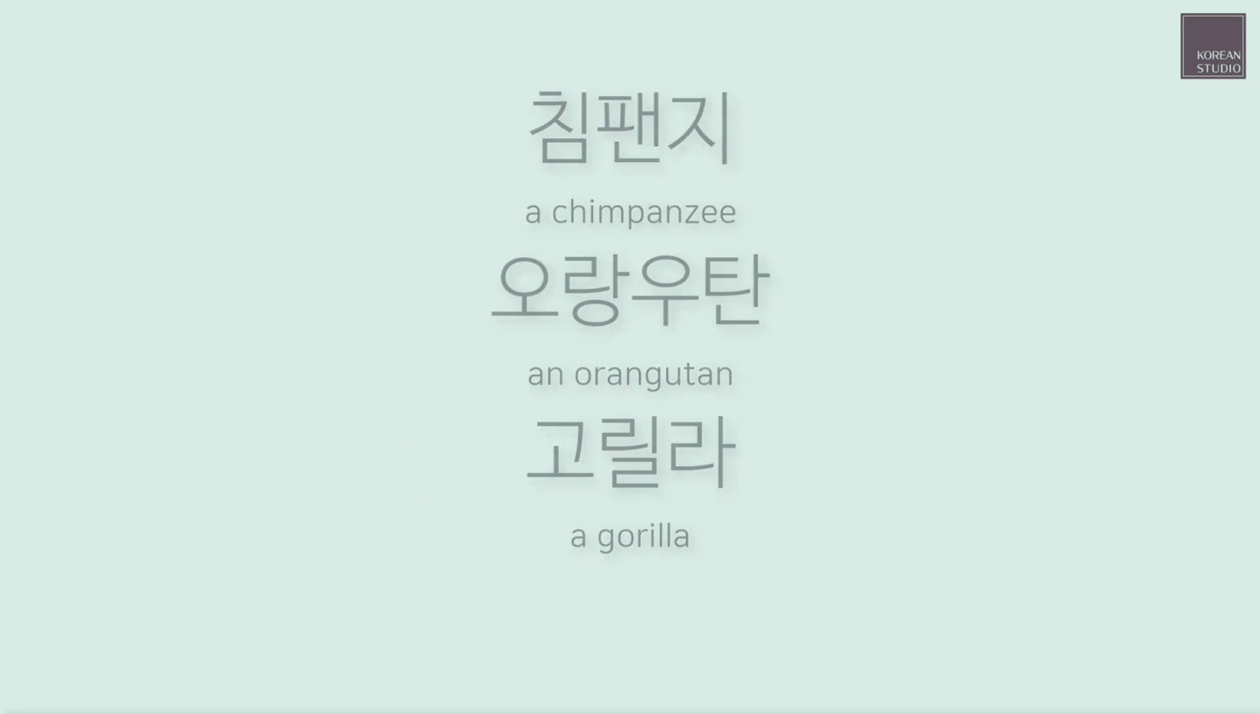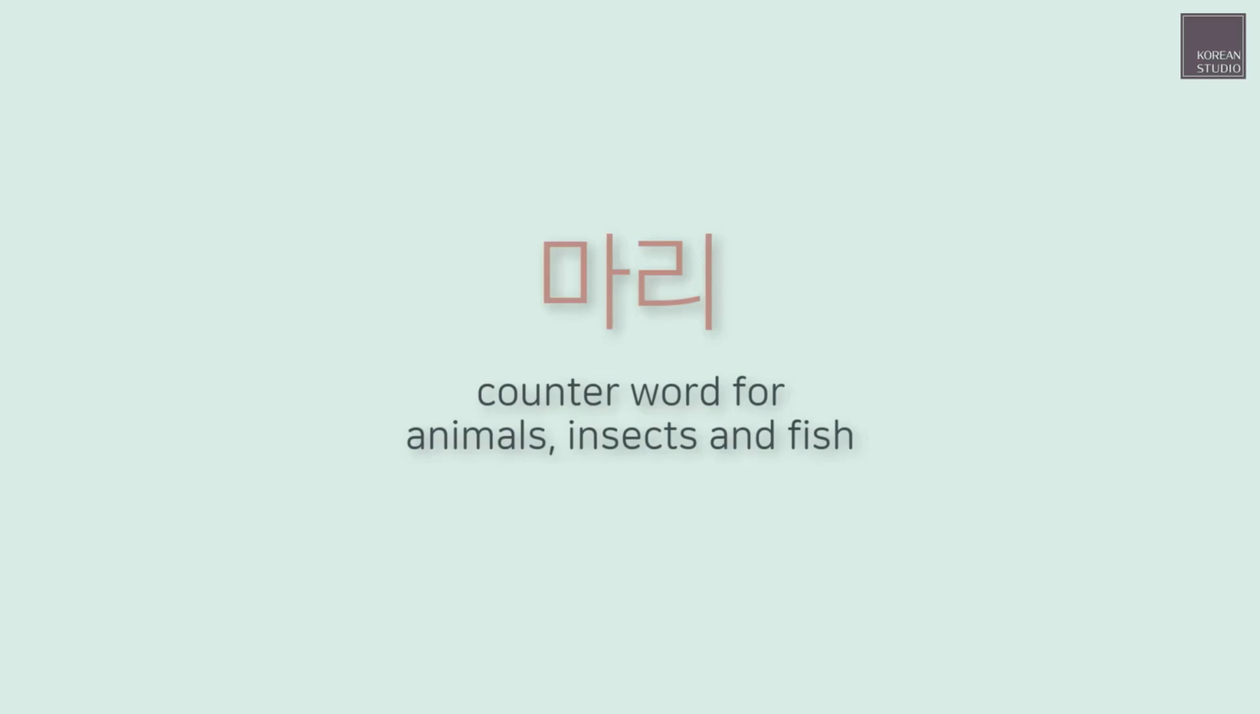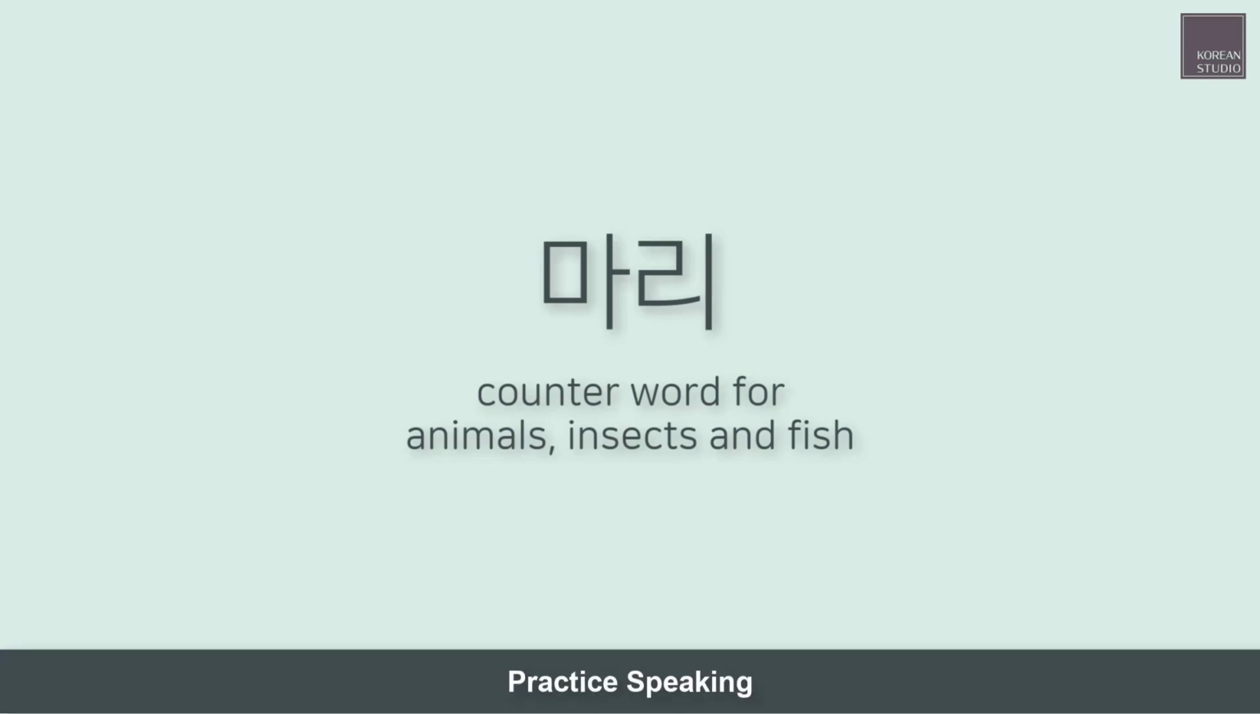Great job, well done. Now, to count animals, we have to use a special counter word, and this is 마리. We use this word 마리 to count animals, insects, and fish. Let's first practice saying this word 마리. Repeat after me. 마리.